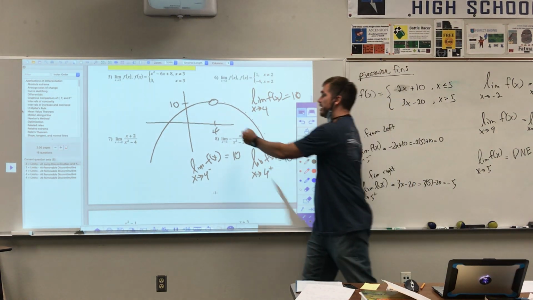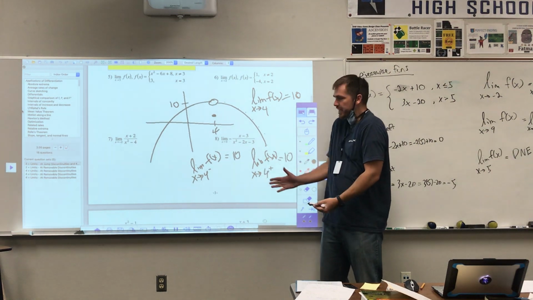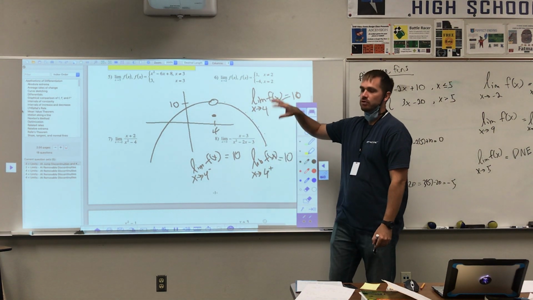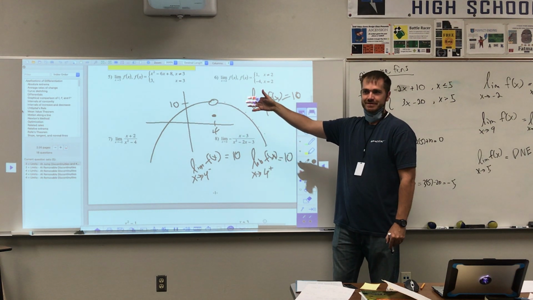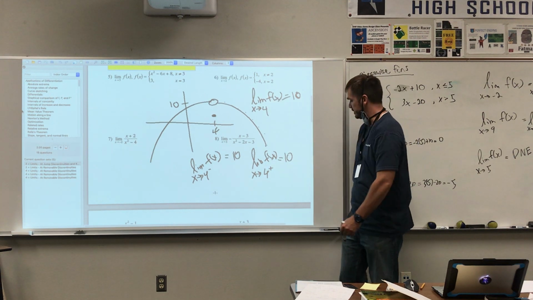Now, what if I put another little mystery dot right here? Then it's still 10. It's still approaching 10, okay? So what if instead of giving you that graph, I gave you the equation for that graph? It's still 10, right? Okay, so hopefully that kind of clears things up a little bit.